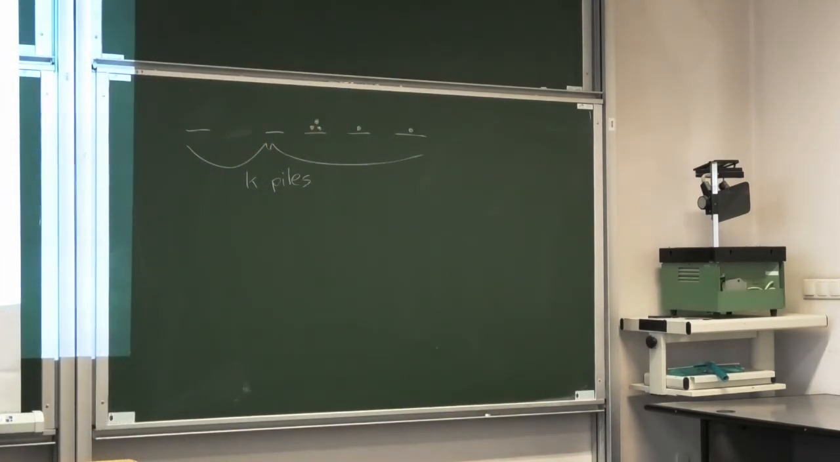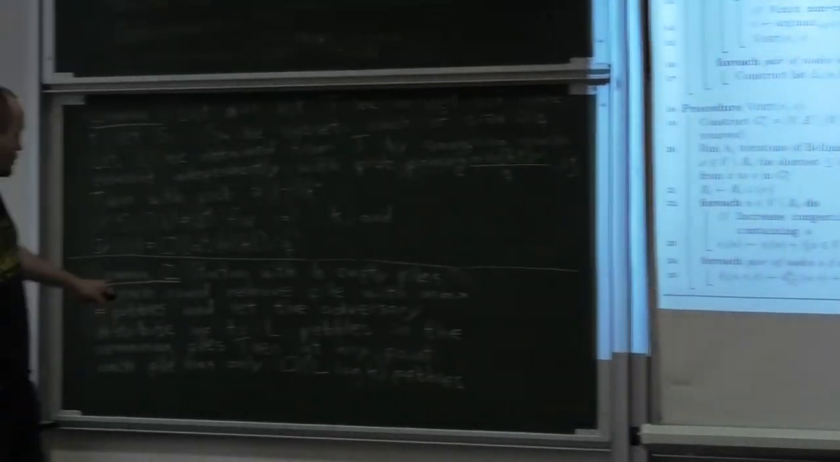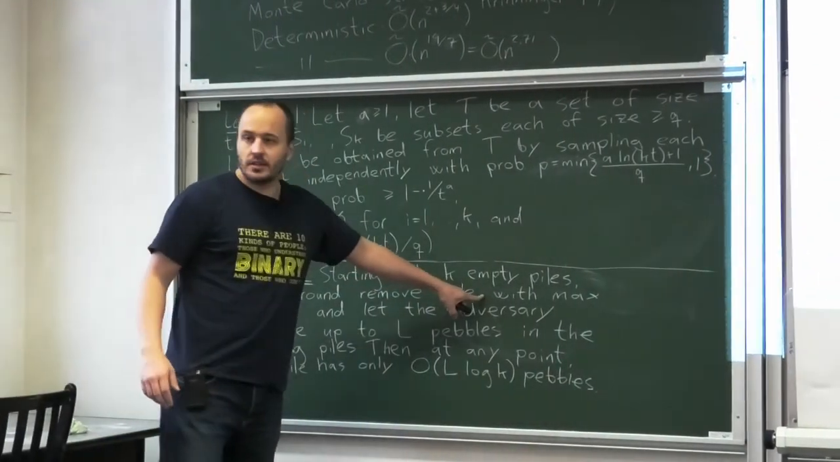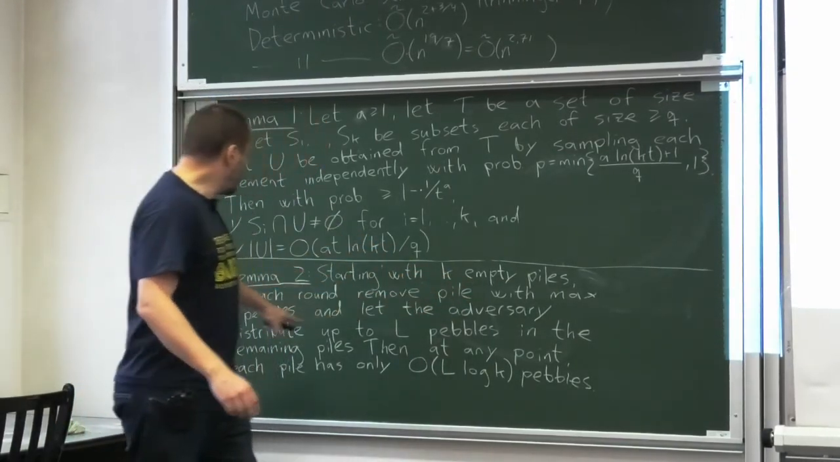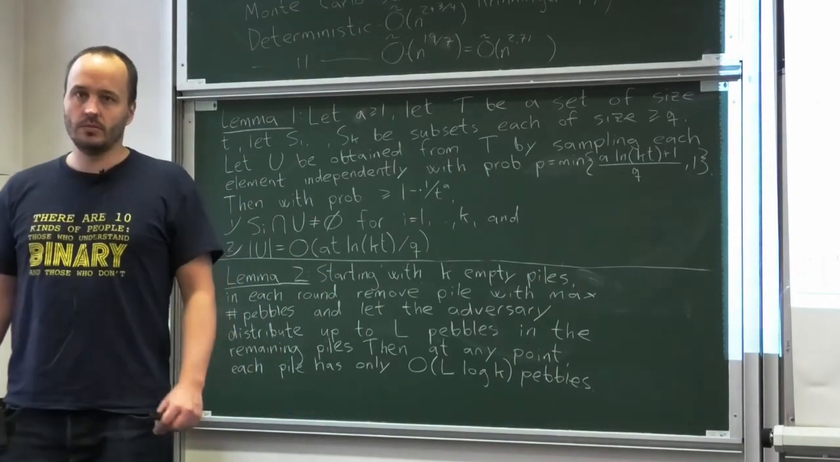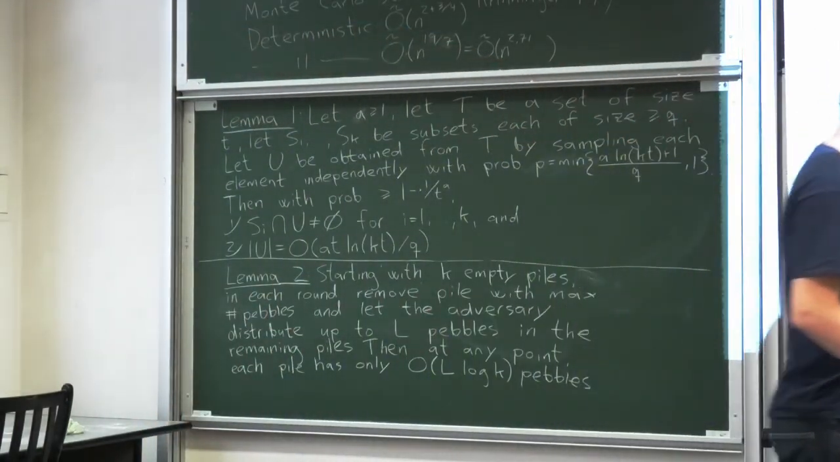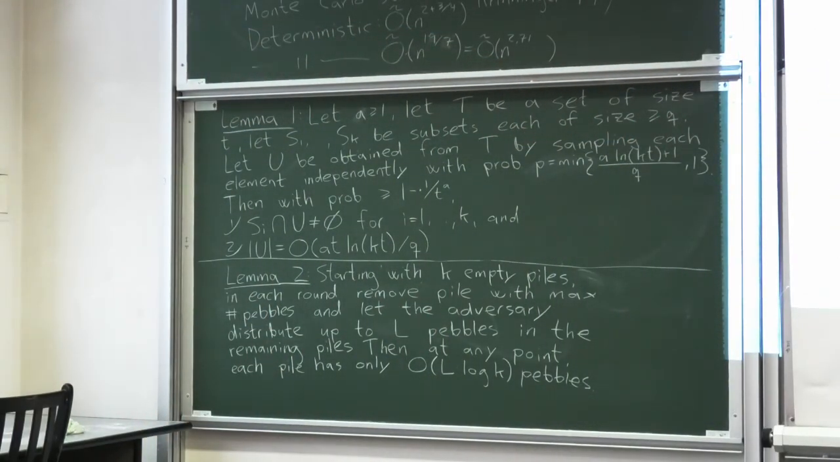So the lemma here says that, this is just describing the pebble game. We start with k empty piles. In each round we remove, here it's a strategy for us, the pile with the maximum number of pebbles, and then we let the adversary do whatever the adversary wants to do. So in this case, after we removed this pile, because they were all equally good, so we could choose any we want, the adversary maybe places the pebbles like this, and in the next step we will remove this pile. And if there are two piles with the same maximum number, we just choose an arbitrary one of them.